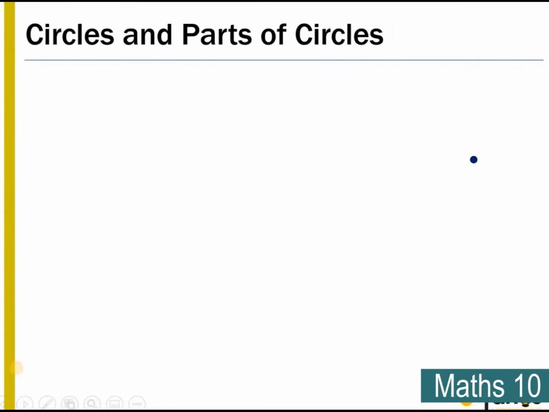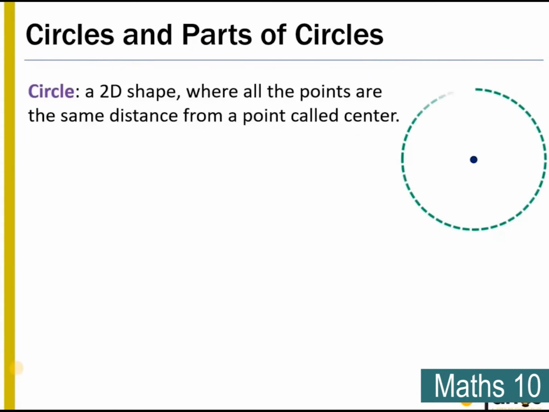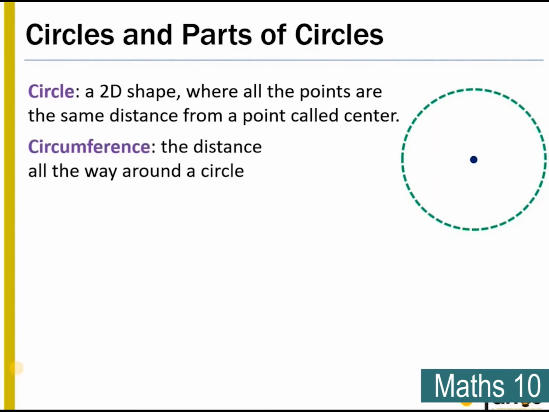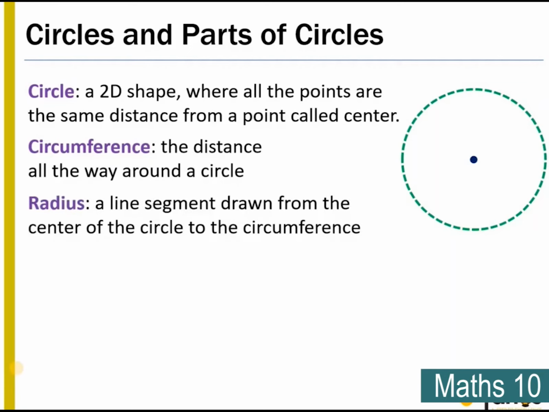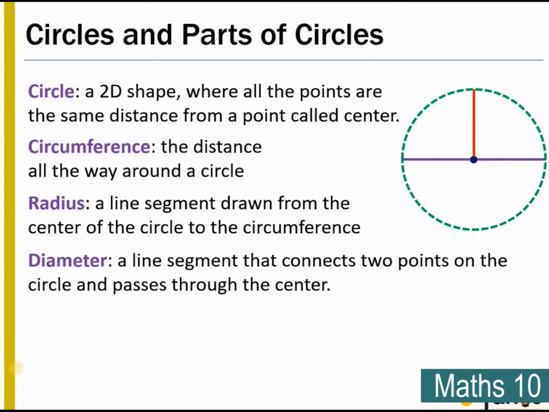Circles and parts of circles. A circle is a 2D shape where all the points are the same distance from a point called the centre. The circumference is the distance all the way around a circle. A radius is a line segment drawn from the centre of the circle to the circumference. The diameter is a line segment that connects 2 points on the circle and passes through the centre.